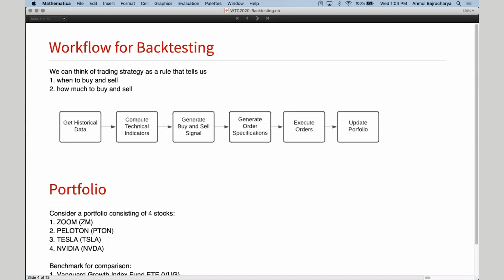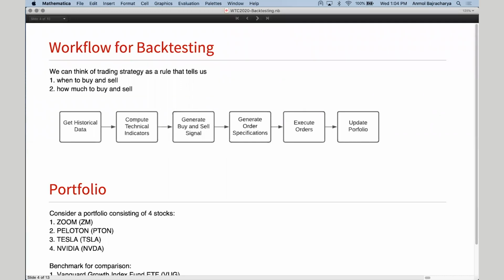For backtesting, we need a trading strategy. So what is a trading strategy? We can think of a trading strategy as just a rule that will tell you how much to buy and how much to sell, and when to buy and when to sell. In simple terms, you can think of a trading strategy like that.